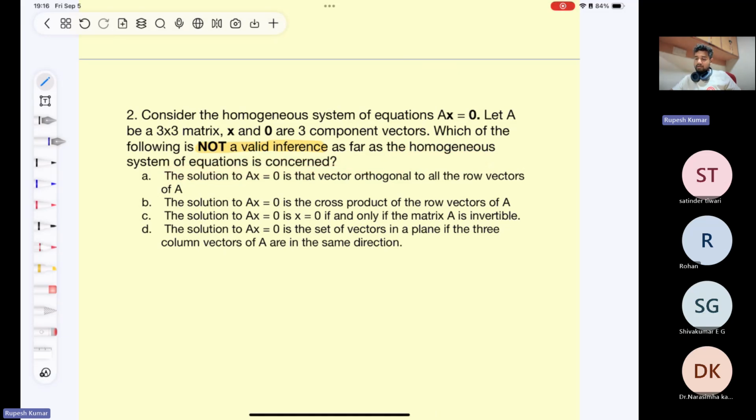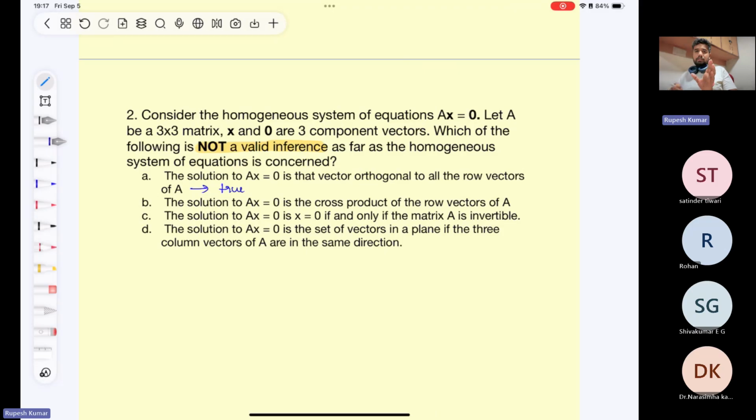Again, I hope everyone gets the answer by now. The solution to AX equals 0 is that vector orthogonal to all the row vectors of A, right? Is this true, everyone? This is essentially true because for a square matrix, the row span and column span will be the same. I want you to prove this. Just think of this, you will get to the answer.